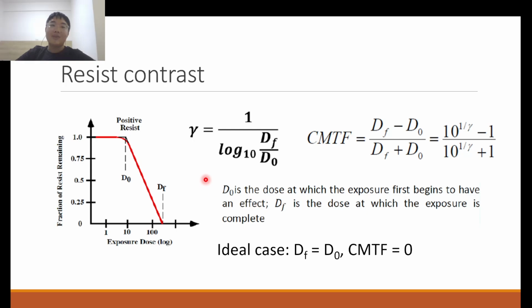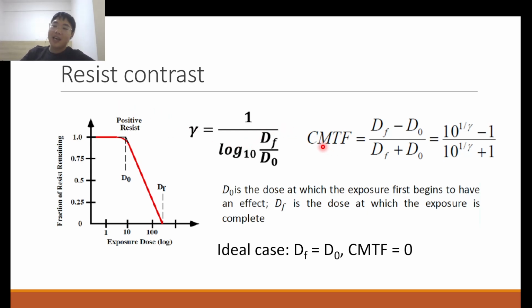So the ideal case is when d naught, the exposure level at which dissolution starts to occur, is equal to df, the exposure dosage at which dissolution is complete. We want d naught to be equal to df, and in this case gamma, the contrast parameter, goes to infinity. We want that ideal situation. Df equals d naught, log of 1 over 0 is infinity. So of course infinity is impossible. We just want gamma to be as large as possible.